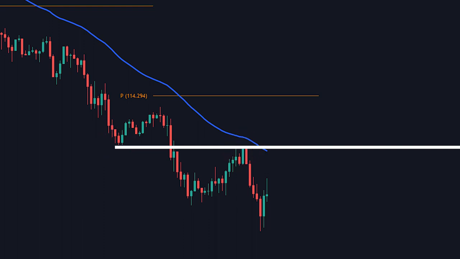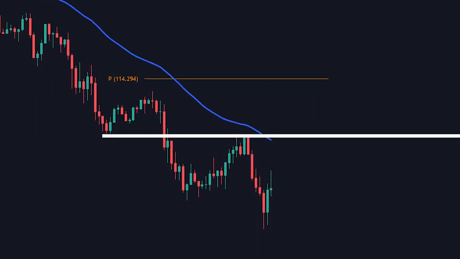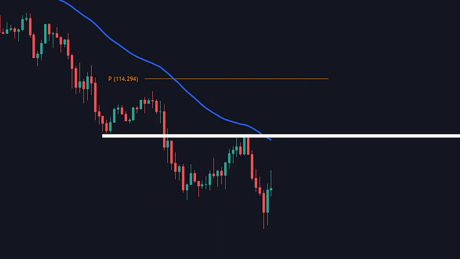So we now have three key factors in this area: the 50 exponential moving average, the pivot point, and this resistance level. And what's even better is all three of these points are pretty close together. The closer they are together, the better. So we can confirm the reversal is happening if price passes all three of these points. Once that happens, we can enter a trade confidently and take advantage of the reversal.